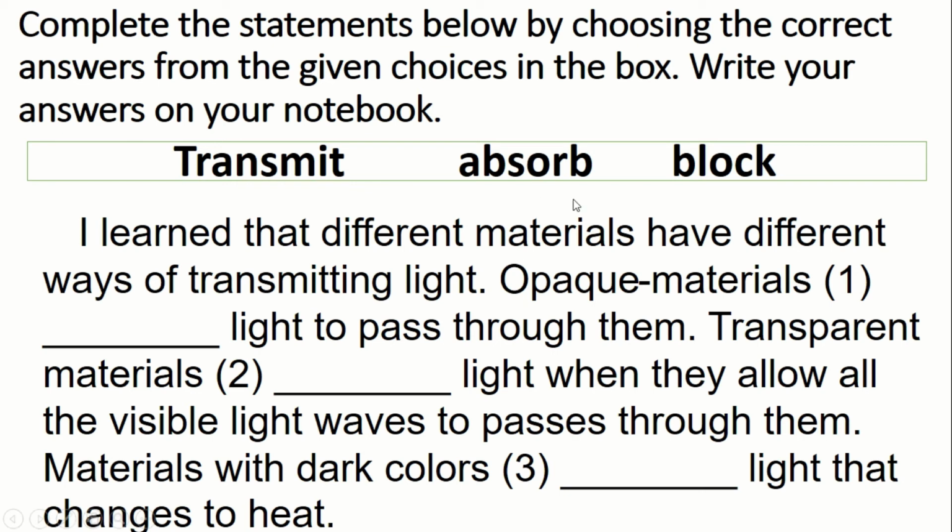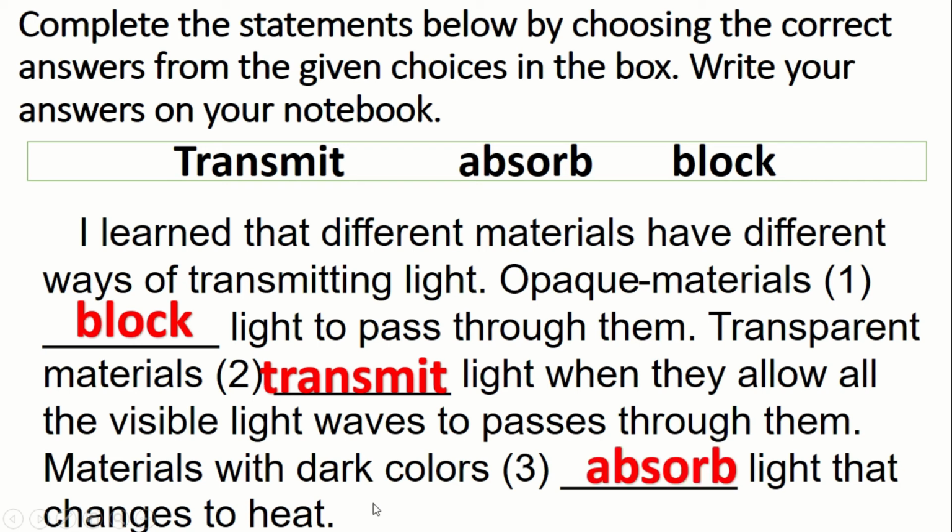Okay, so I have learned that different materials have different ways of transmitting light. Opaque materials block light to pass through them. Okay, what is the correct answer here? Very good, they block light. Now, how about transparent? Transparent materials transmit light when they allow all visible light waves to pass through them. Very good, transmit. And the last sentence, materials with dark colors absorb light that changes to heat. Absorb. Okay, very good. So you got the correct answer.